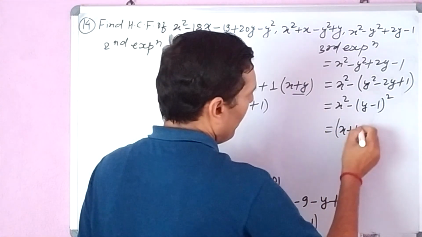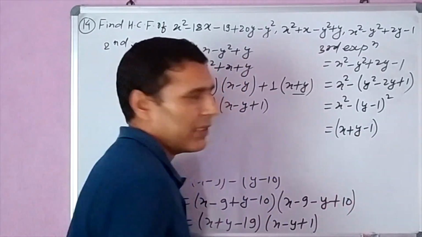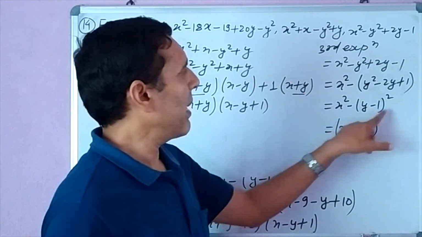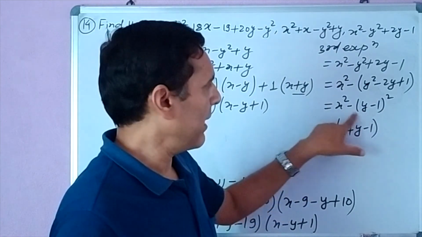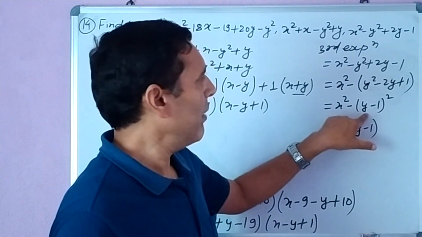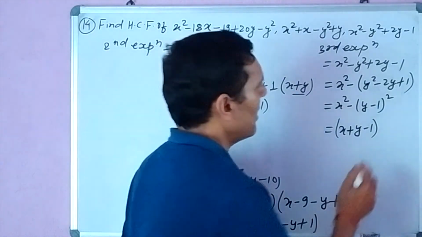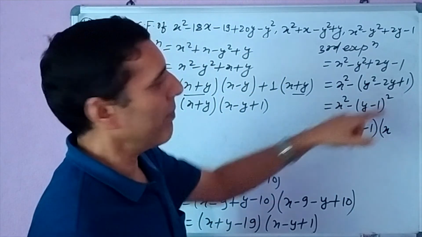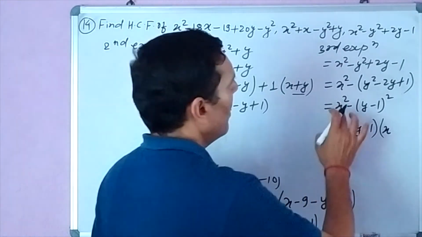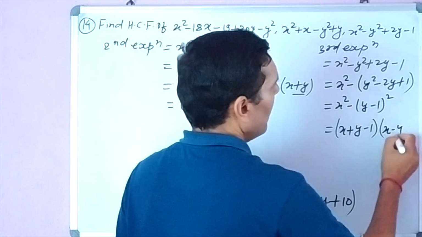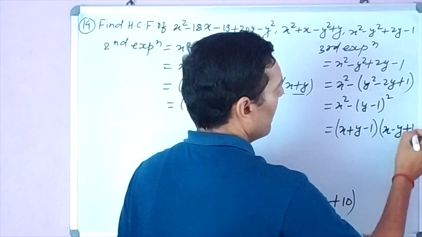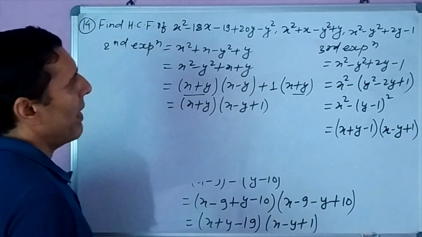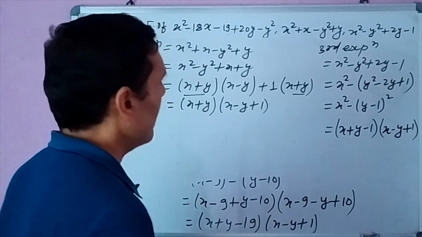Don't be confused in the sign. While writing a plus b, we open the second bracket with plus sign: x plus y minus 1, as it is, no change in sign. While writing a minus b, we open the bracket by minus: x minus y plus 1. So in this way we factorize all the three expressions.